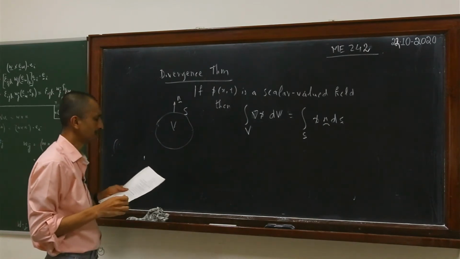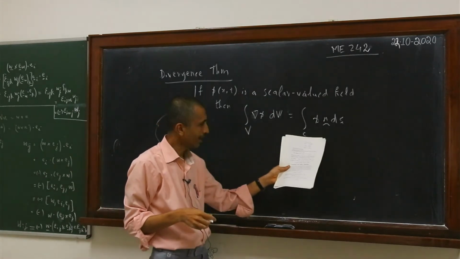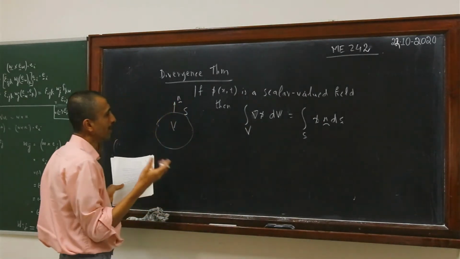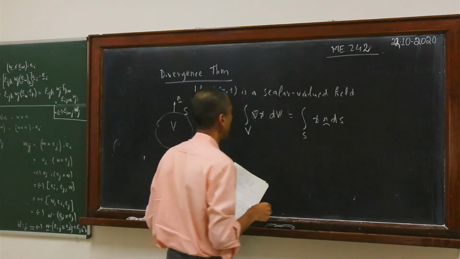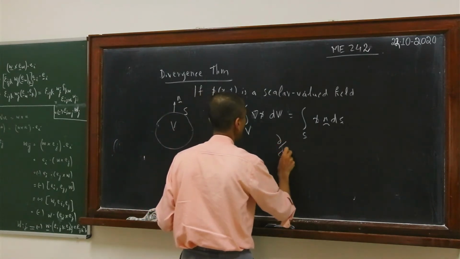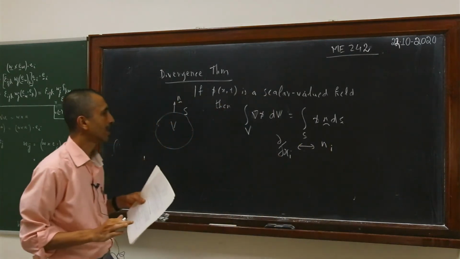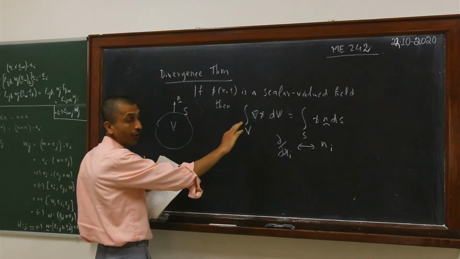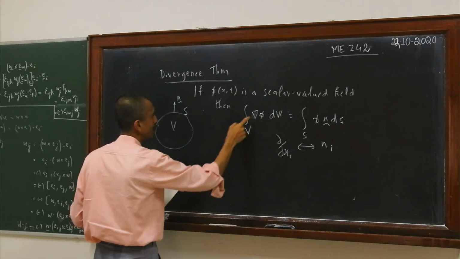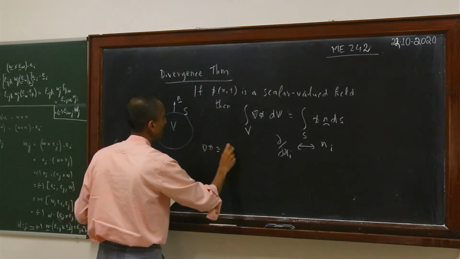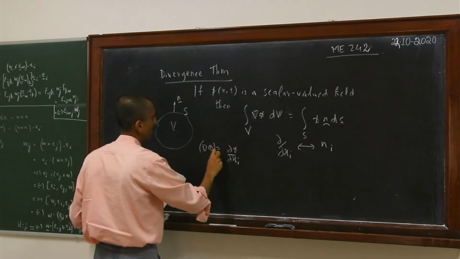As I said, this is very, very useful for converting from volume to surface integrals and from surface integrals to volume integrals, and so we will use this theorem very extensively. One recipe that I will give at this particular stage is that del by del xi goes to ni. This is just a recipe, not a proof of the Gauss divergence theorem. For example, here this del phi, the ith component of this, is del phi by del xi.